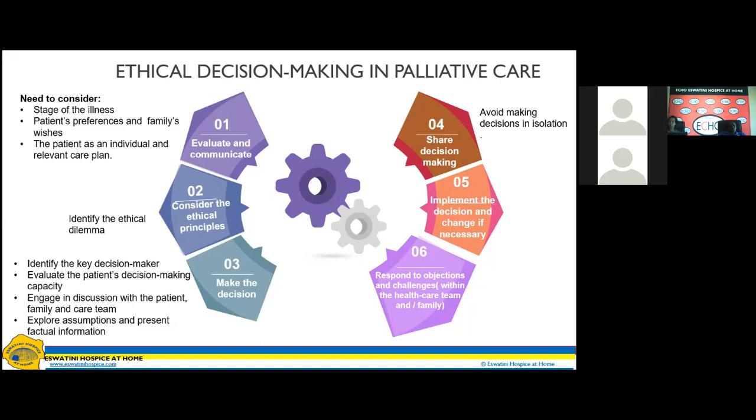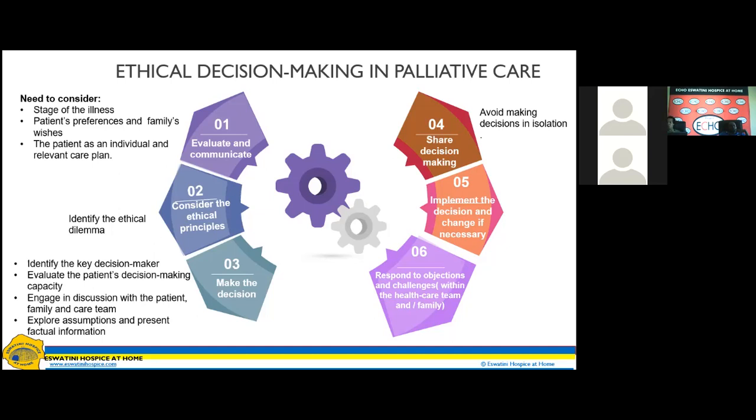That is, we avoid making decisions in isolation. So you see here, it still says we shouldn't put them at our back, but they should be with us as we journey them through. We avoid making decisions in isolation. Number 5, we should implement the decision and change if necessary. Implement the decision and change if necessary.